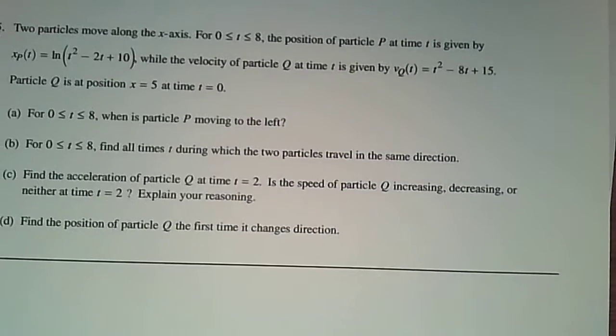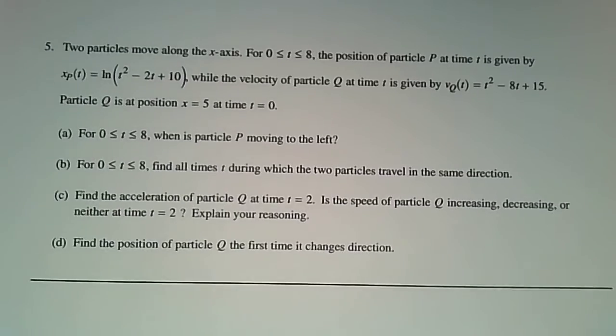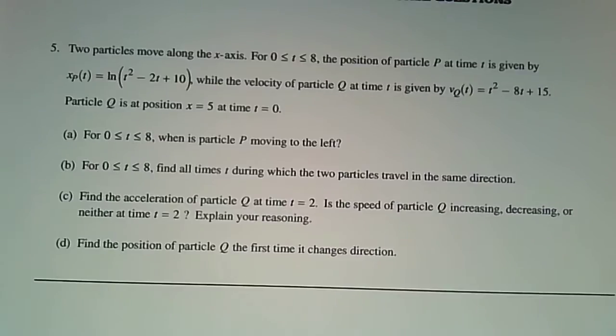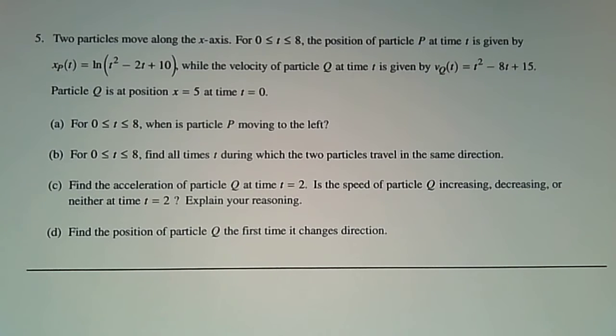All right, so here's your free response question of the day. It's the actual question used in 2017, question number 5 for the free response. In the question, you're told about two particles, P and Q. For P, you're given the position, and for Q, you're given the velocity. And you're told the initial position of particle Q is 5.